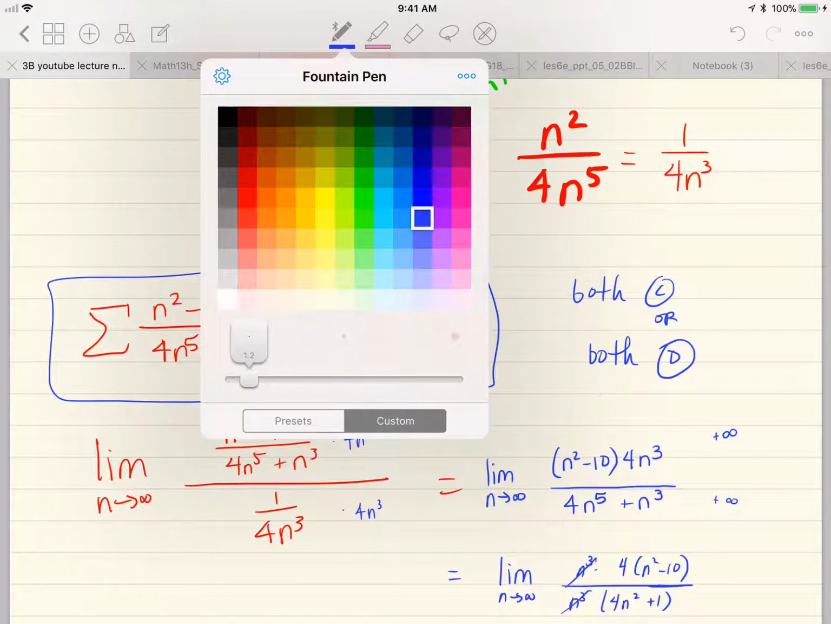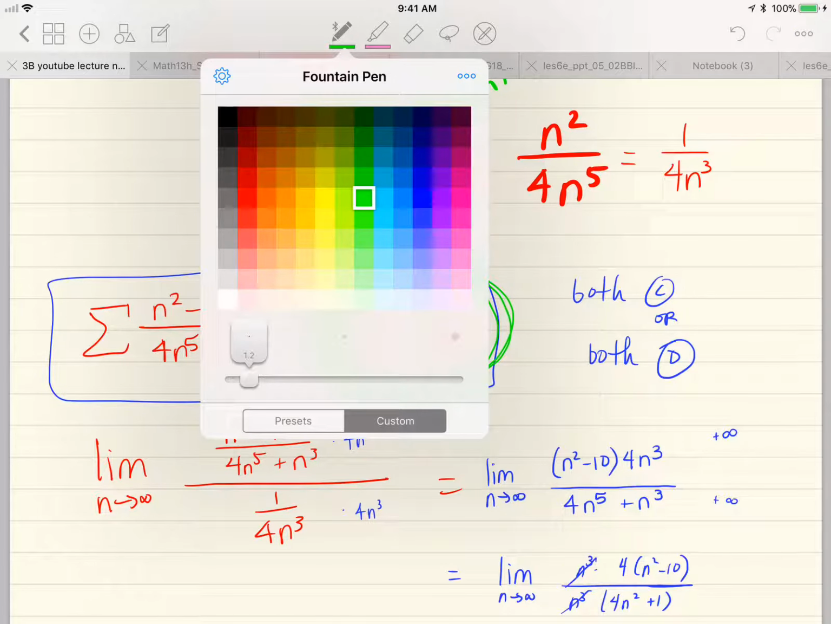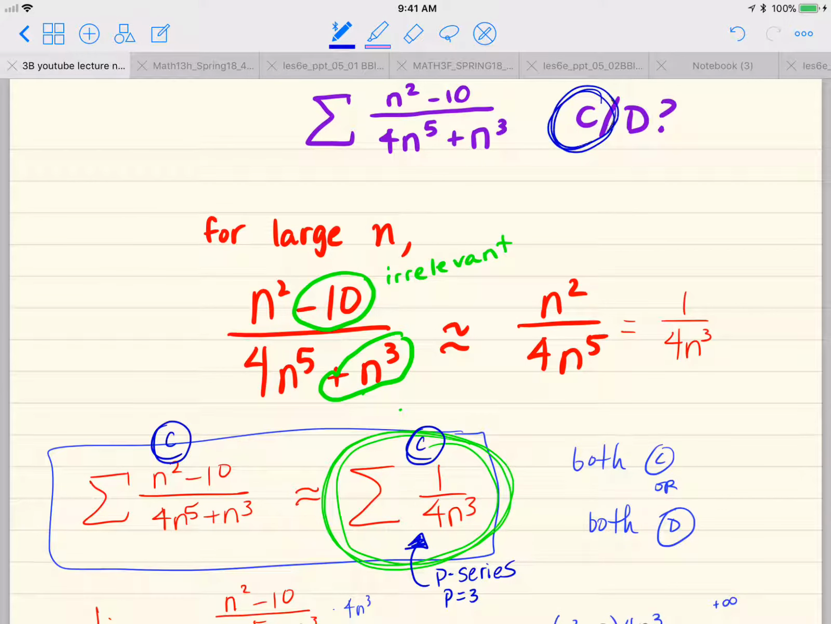And all I have to do to figure out what's going to happen is look at this series over here, because this is a P series with P equals 3. You got it. So this is going to be a P series with P equals 3. So it is going to converge. So since this series converges, our original series converges as well. And that's our final answer.